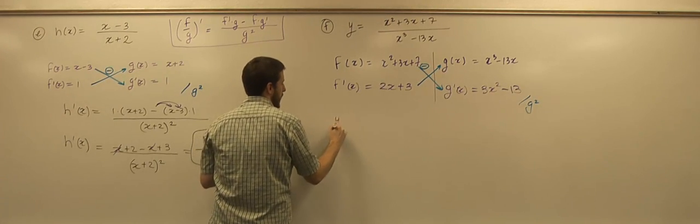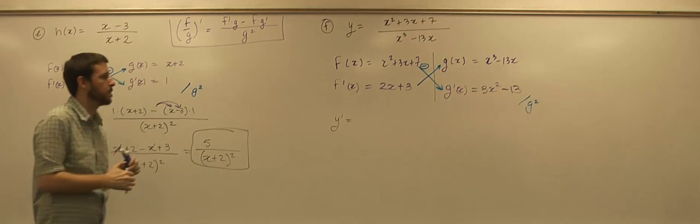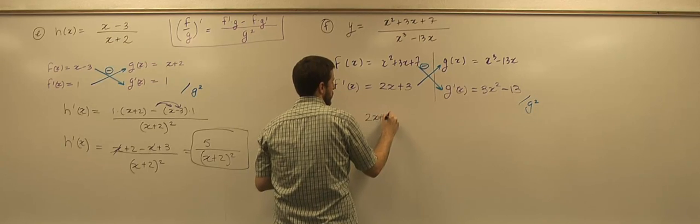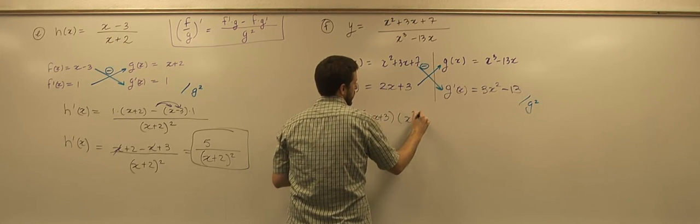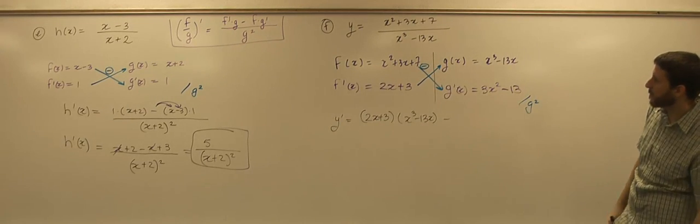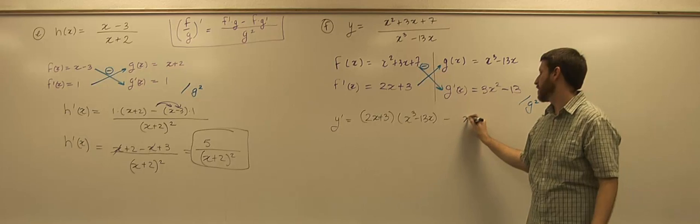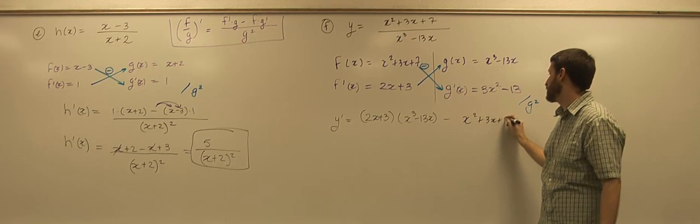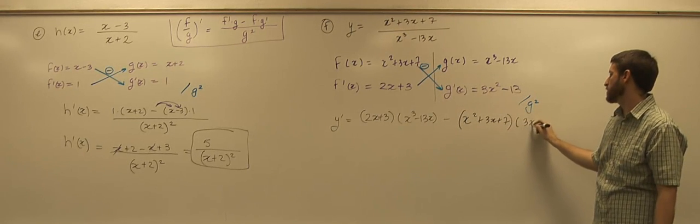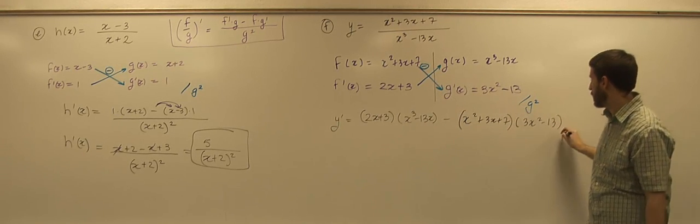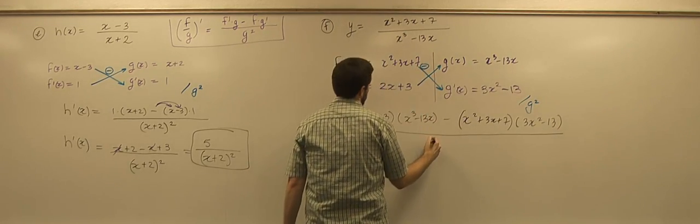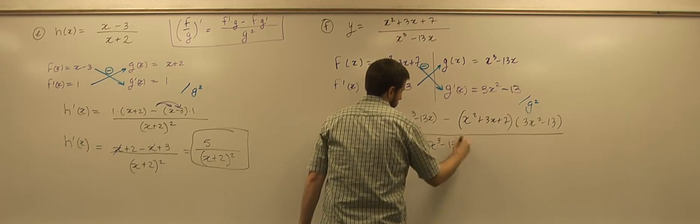So y prime is equal to 2x plus 3 times x cubed minus 13x, minus, right, the formula has a minus, x squared plus 3x plus 7 times this next guy, 3x squared minus 13. All over the bottom squared, x cubed minus 13x, squared.